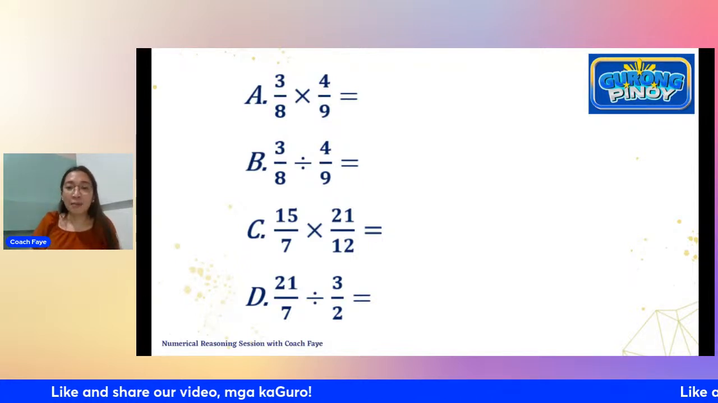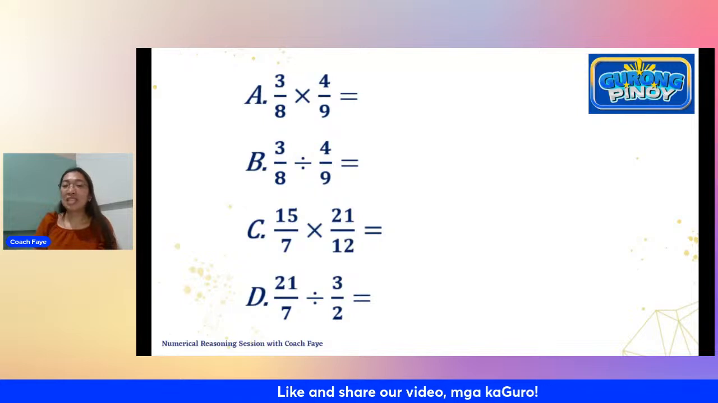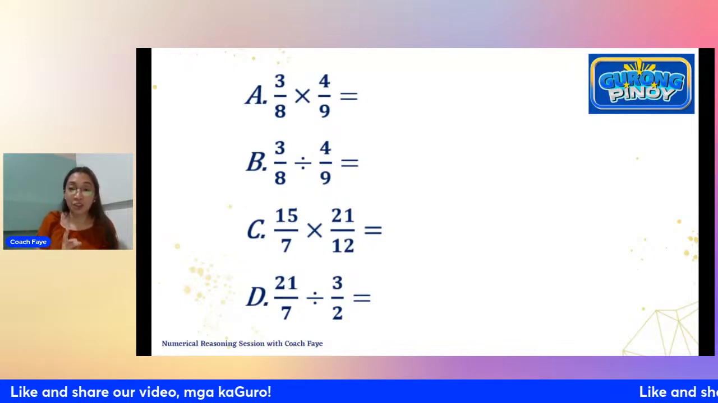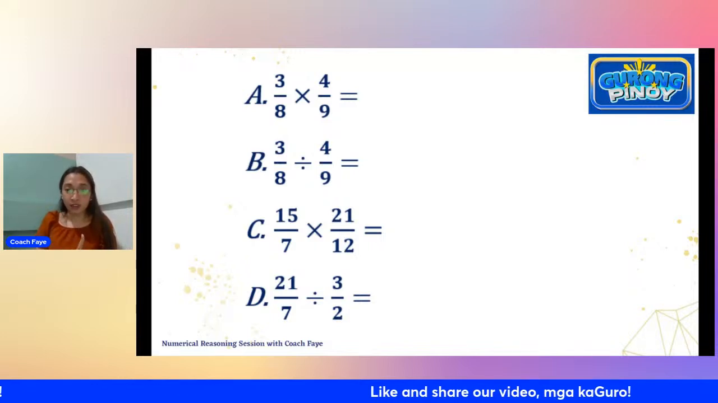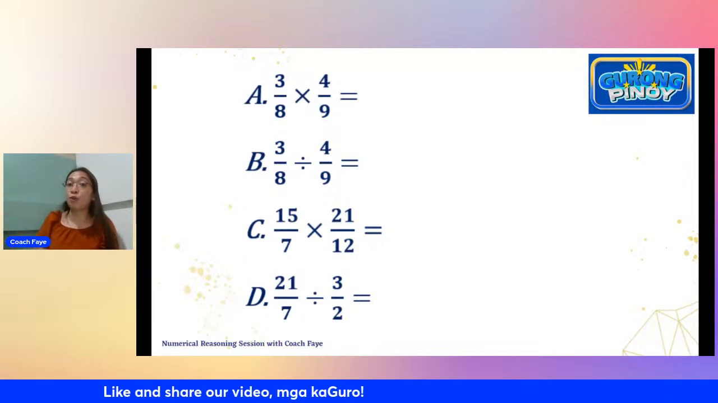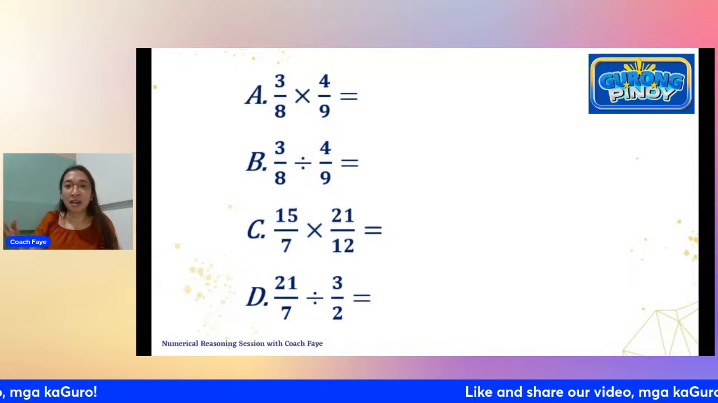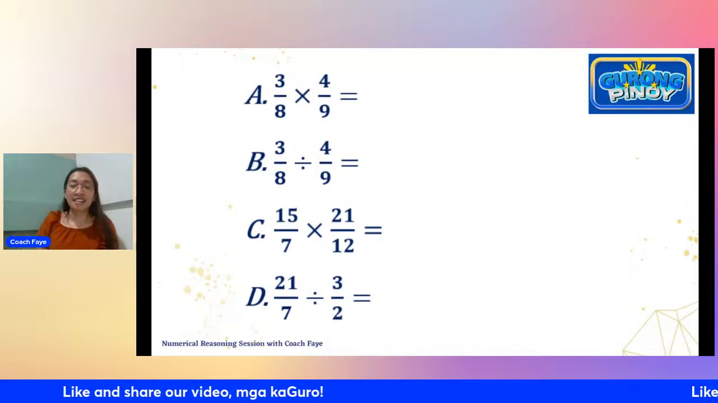Hindi po kayo aabot ng 42/21 kung inuna niyong mag-cancel. So you would be dealing with a smaller number kung inuna yung cancellation bago mag-solve. So that's what I would really recommend. Cancel first before you solve. Kasi minsan masyadong mataas yung value ng number at mahihirapan na po kayong mag-solve kapag may mga division pa kayong gagawin later or maghanap ng pwedeng ma-cancel. So it's best na ang cancellation ay inuuna bago yung multiplication or division.